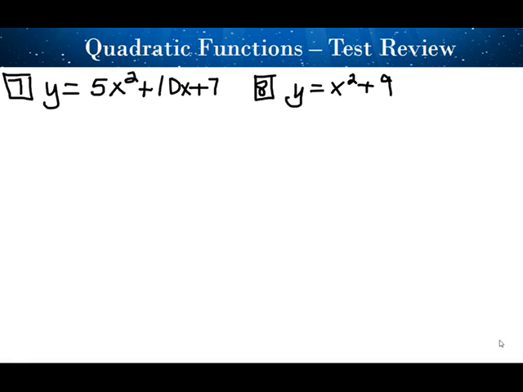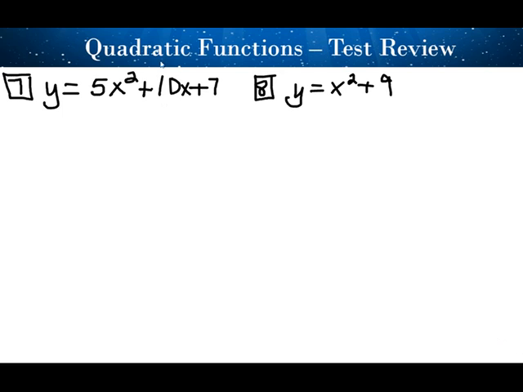Welcome to the test review video for quadratic functions. We're now on number 7, and the question is: what is the vertex and axis of symmetry?